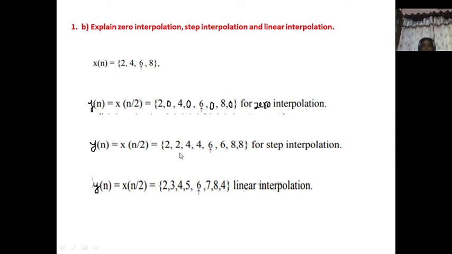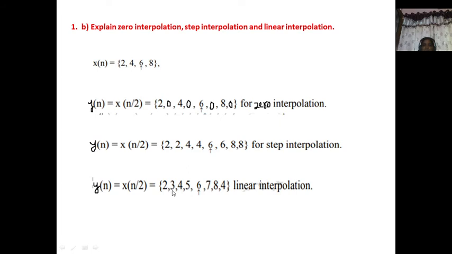Come to linear interpolation. Instead of carrying either 0 or the previous sample, we are going to have the average of the present sample and next sample. This we can call linear interpolation. This value is chosen according to your convenience. If you are convenient with the 0 interpolation, you can choose it, depending upon the application. You can carry the previous sample amplitude at the interpolation location, or in some cases you carry the average of these two samples.